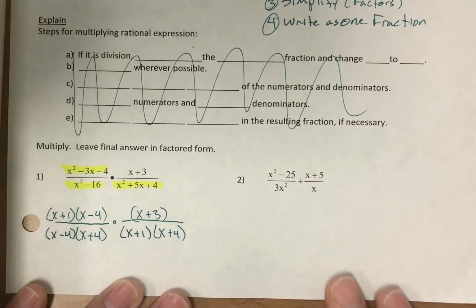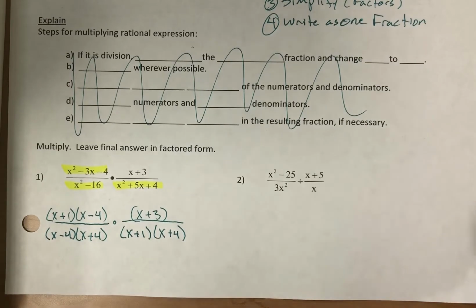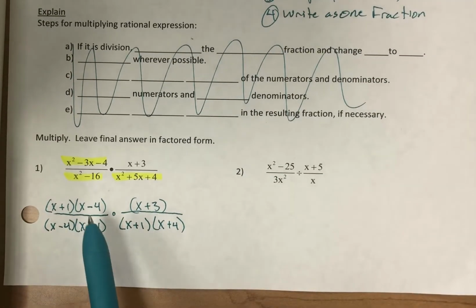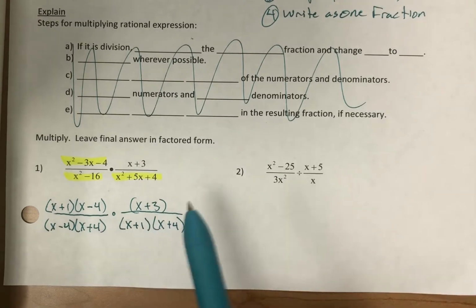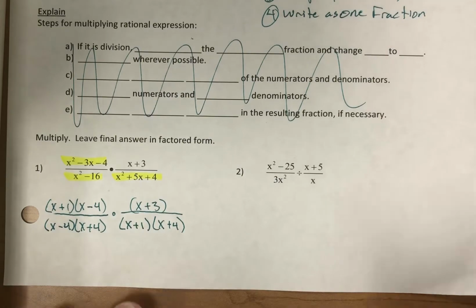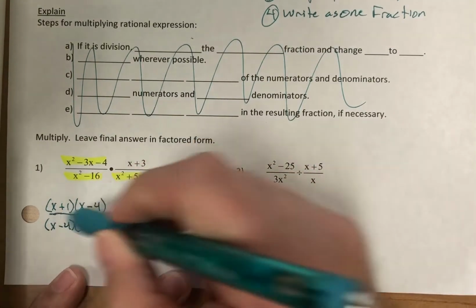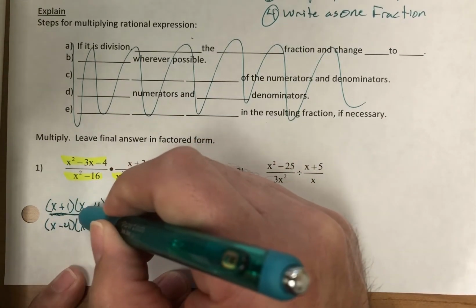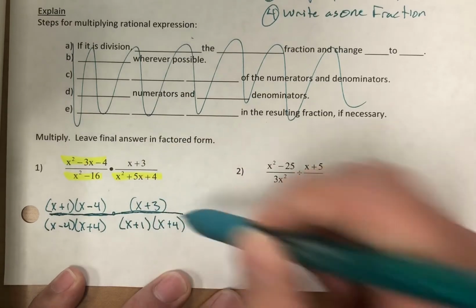Now that I have everything factored, the next step is to simplify. The only difference between the first video and this one is that now we have two fractions instead of one. What I want you to imagine is that with multiplication, this is basically one long fraction.